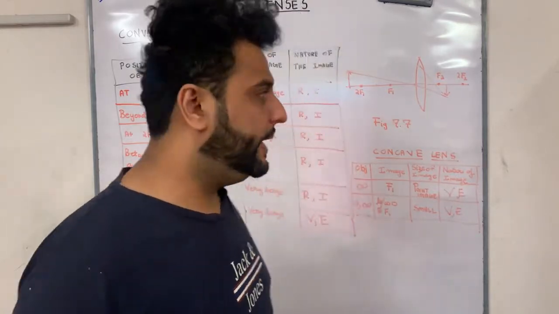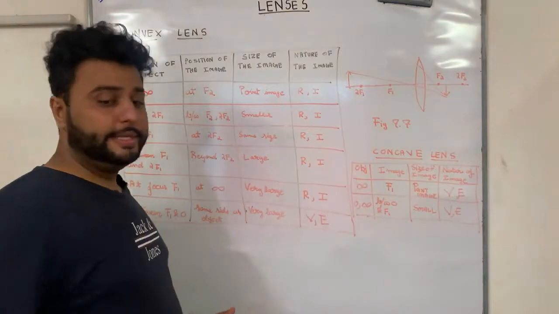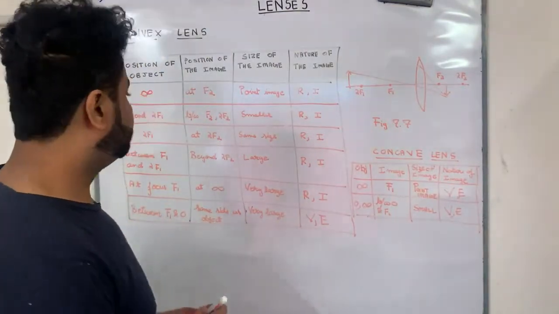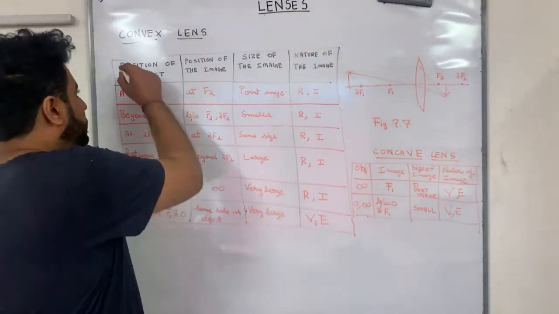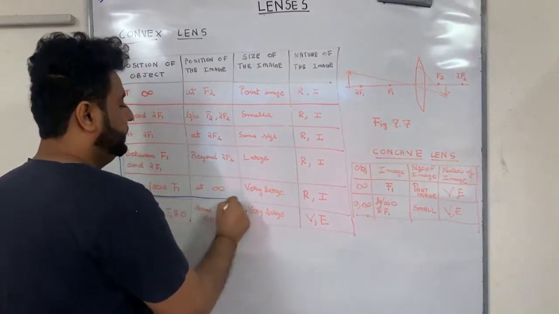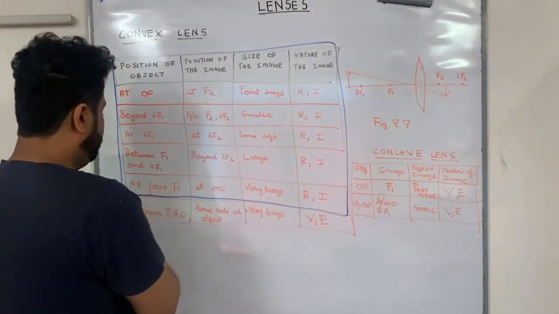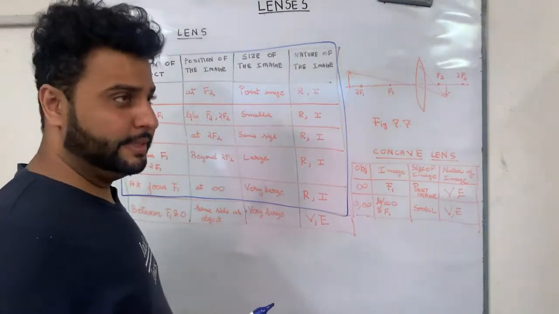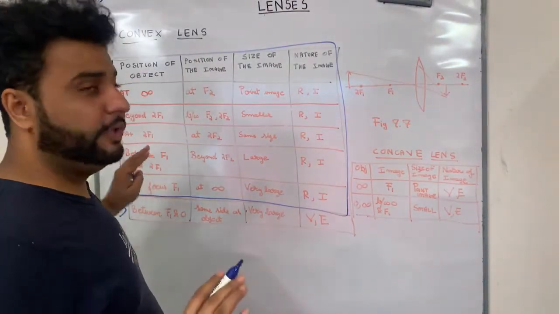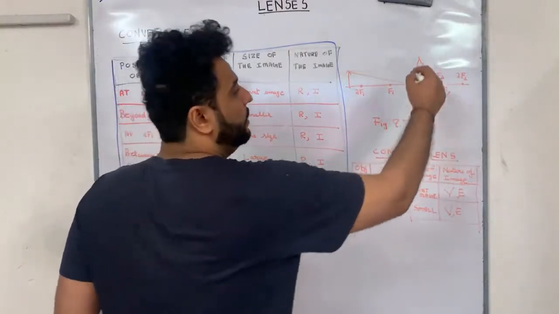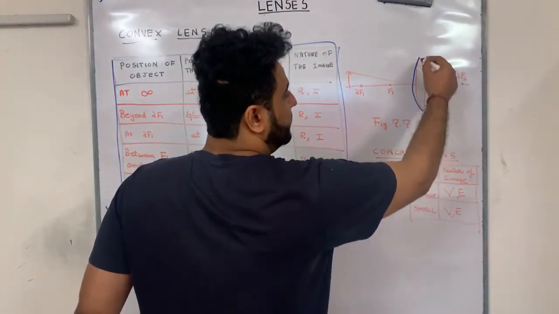Now first, if you look at the table of convex lens, please look at the table carefully. You have to first take only this much. The last case is an exception case in your textbook. So let us go with position of the object. Now if I take a convex lens here, please look at the screen.